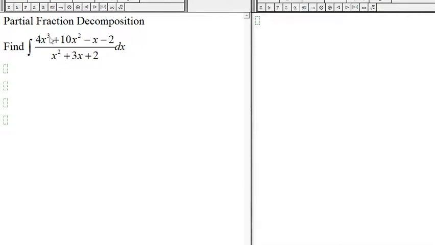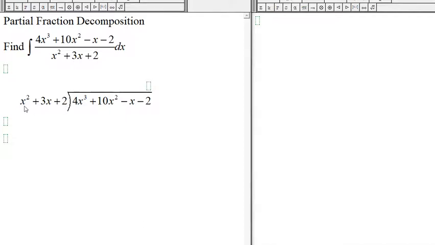So whenever the polynomial degree on the top is higher, then we have to first divide this fraction, this quotient, using polynomial long division. So first we need to go ahead and divide this using polynomial long division. And so here we set up the polynomial long division. The top will go inside, and then the bottom will go outside.